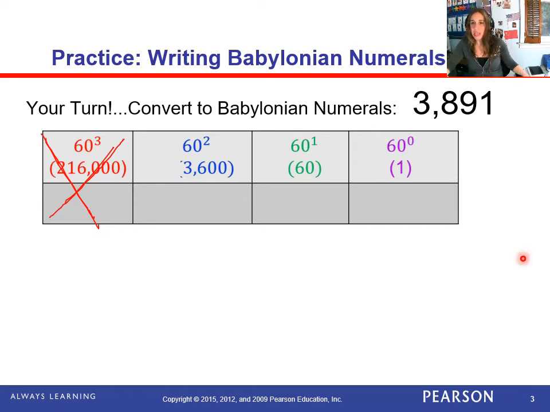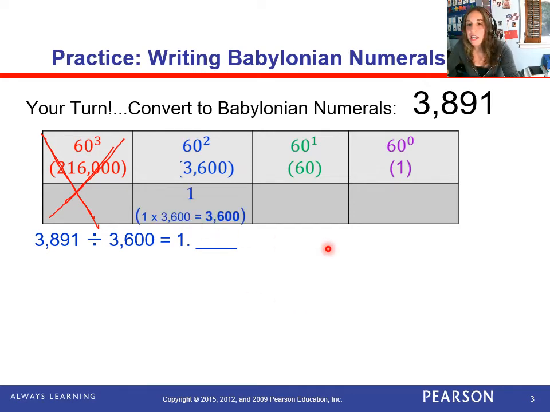So now I'm going to look at my 3,600 and I'm going to say, how many 3,600s can I fit in 3,891? Well, I know I can fit 1 in there, right? So if I divide 3,891 by 3,600, I get 1 point something, which means I can fit 1 3,600 in there. Okay, 1 times 3,600 is 3,600. So if I start with 3,891 and I use 3,600, how much do I have left? 291. So now I need to figure out how many 60s can I fit into 291.